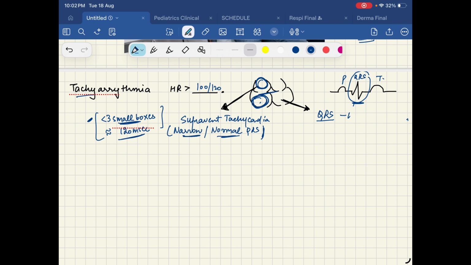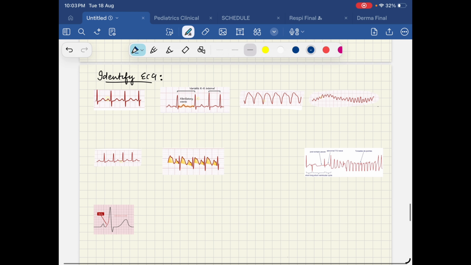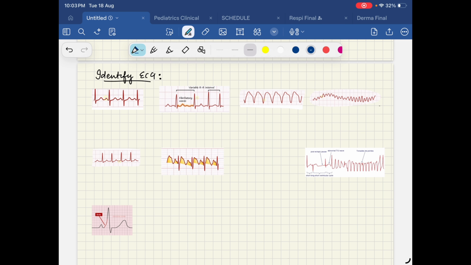Okay, so the number one step in an ECG is to look at the heart rate. If it is more than 100 or 120, you think about tachycardias. After that, you look at the QRS complexes. If it is narrow or normal, you think about supraventricular, and if it is wide, you think about ventricular tachycardia. So let's proceed a little further, and we have different kinds of ECGs which I have pasted pictures of, and let's try to make a little sense of them.